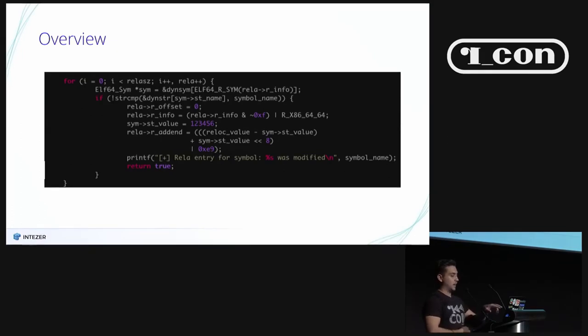So you can say that the relocation offset is at zero, which doesn't necessarily have to be zero, but with PIE binaries zero is cool because you think that it's not initialized.